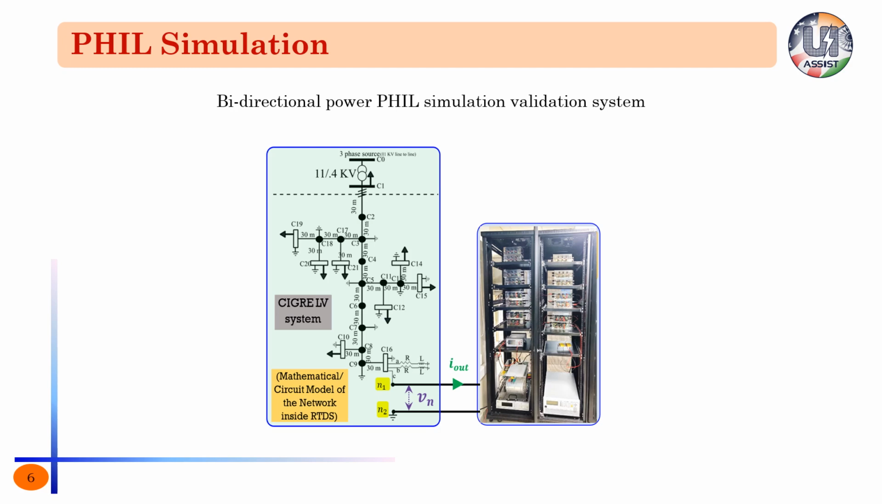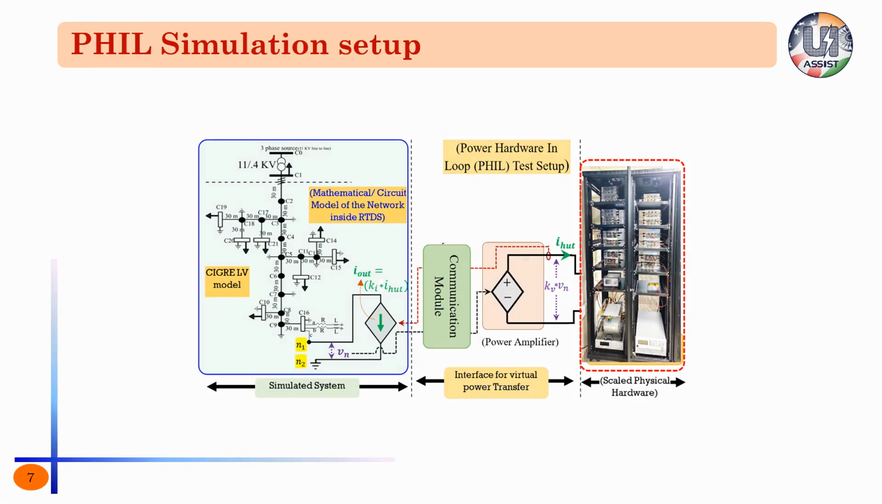Now, these two systems are different, one is the hardware system and another is the simulation platform. Obviously, these two cannot be connected directly. So what needs to be done? A proper interface apparatus needs to be developed so that this connection can be done. To do that, there are two things that would be required. One would be the communication module, and the other would be a power amplifier.